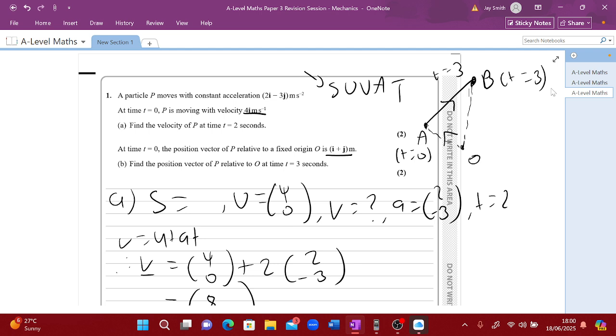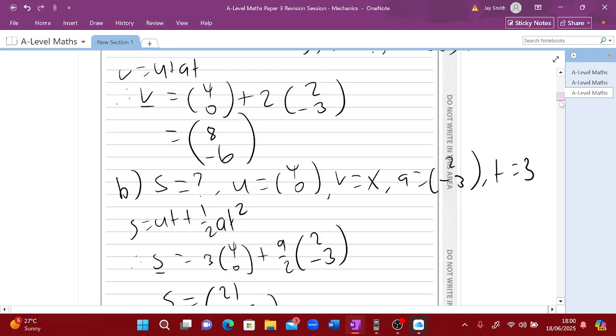But with SUVAT, with constant acceleration, if you use the SUVAT way, it will give you the direction vector instead. So then you need to do this sort of thing. We'll go from O to A and then go along the displacement to get to the position vector. Okay, hopefully that's clarified.